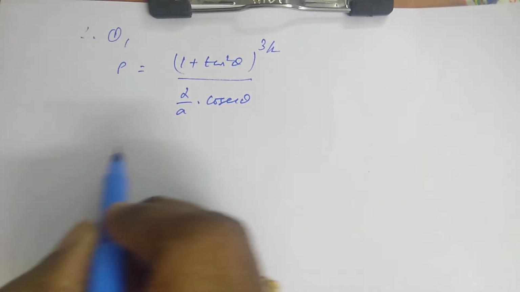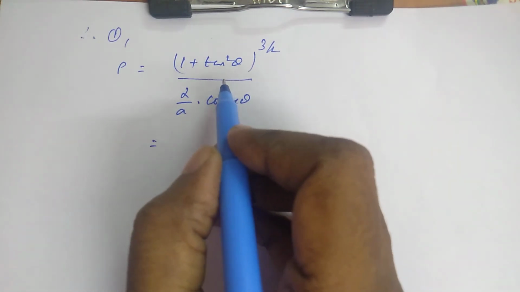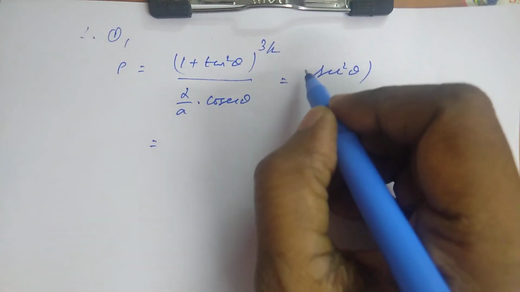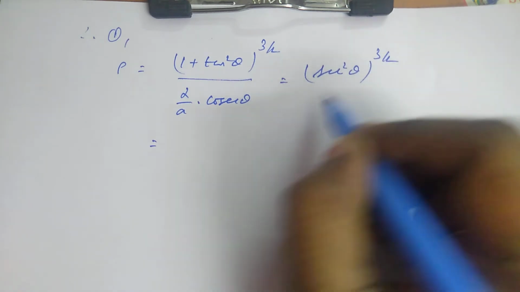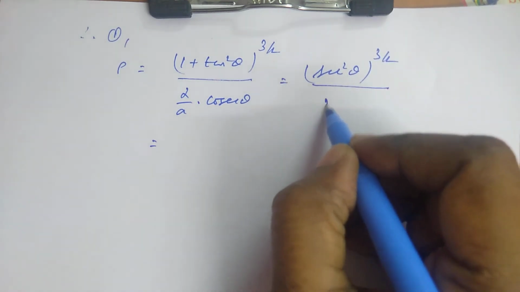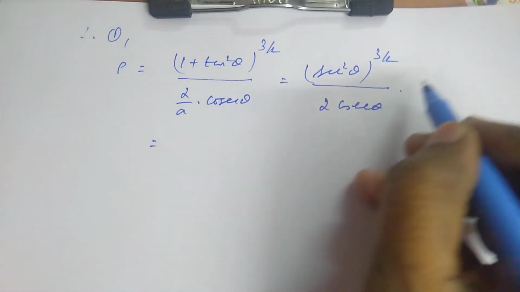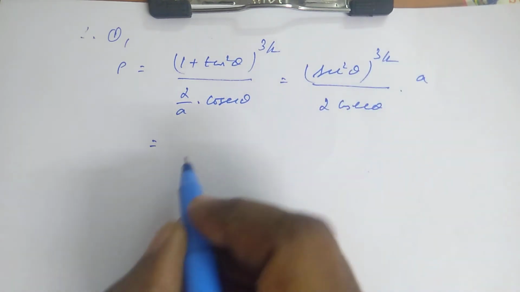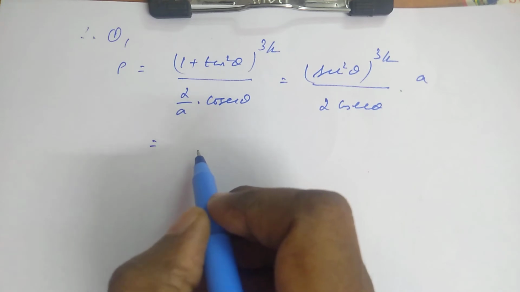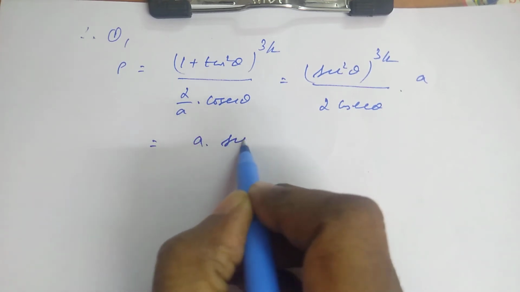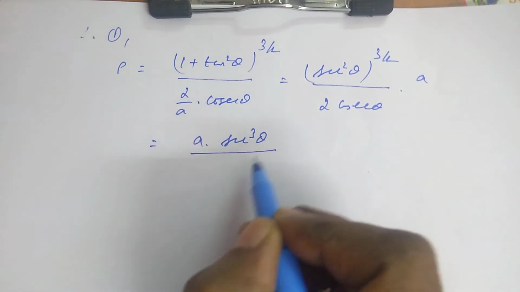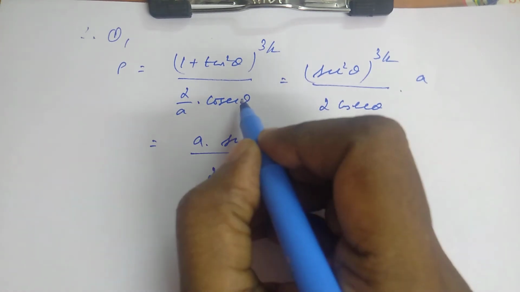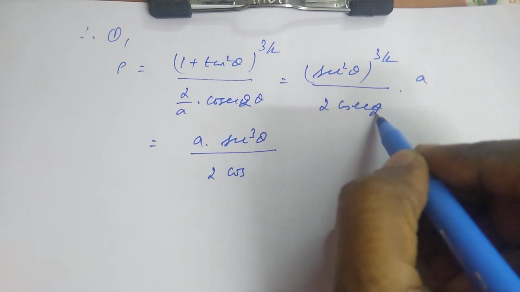So rho is equal to 1 plus tan square is nothing but secant square theta. So 1 plus tan square theta equal to secant square theta whole power 3 by 2 divided by 2 cosecant theta into a. So this is nothing but power 6 by 2, that is secant cube theta. So that is equal to a into secant cube theta divided by 2 cosecant 2 theta.